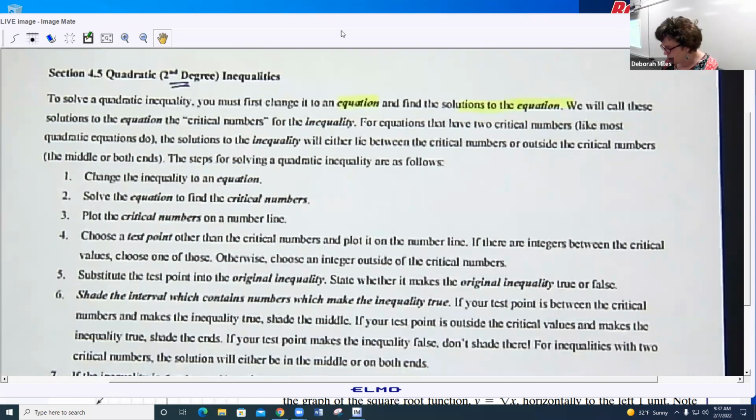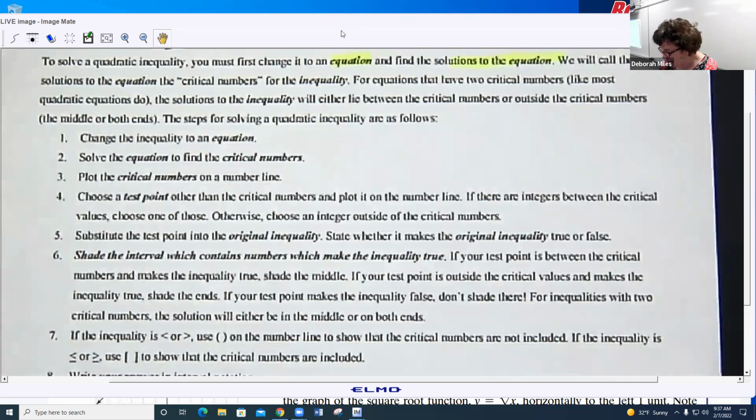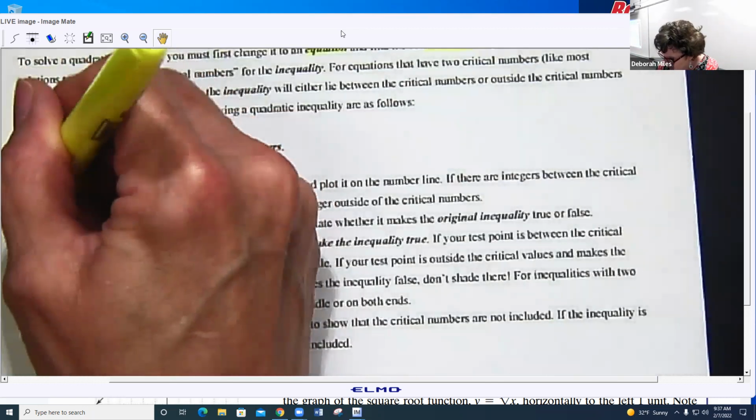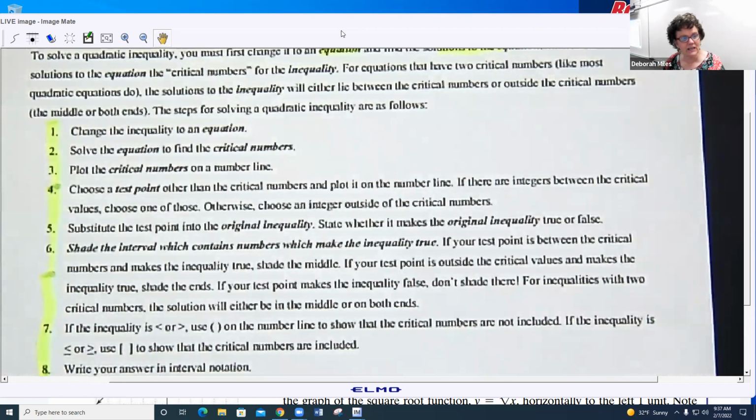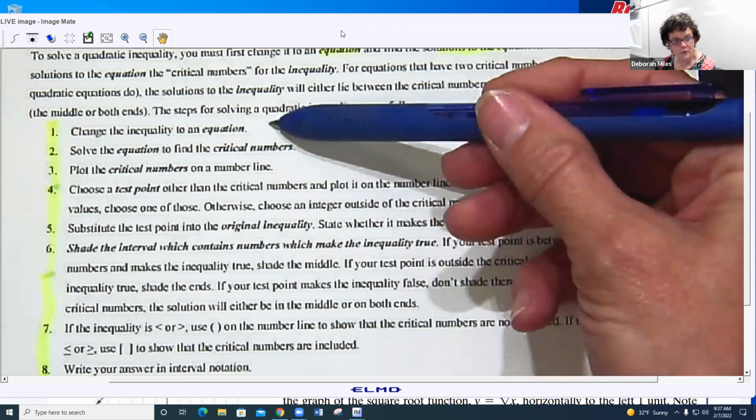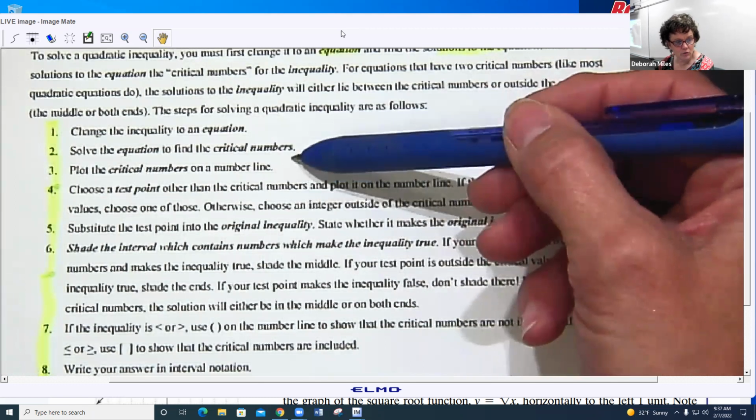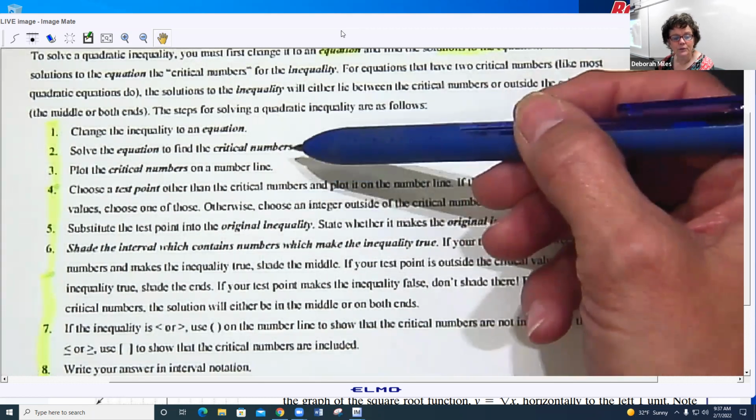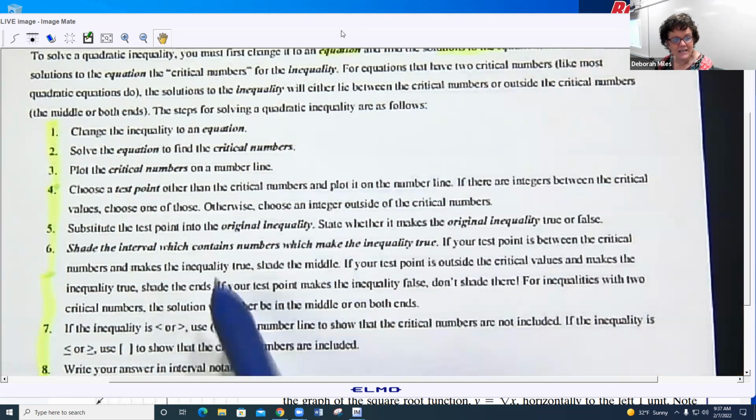So here are these steps. Like I said, if you'll follow the steps, you will always get the right answer. You just have to remember that you don't solve quadratic inequalities the same way as you solve linear inequalities. First, you change it to an equation. You solve the equation to find the critical numbers. You put those critical numbers on a number line, and then you use a test point.